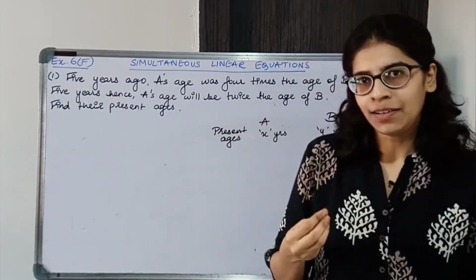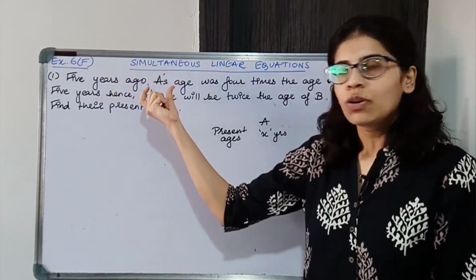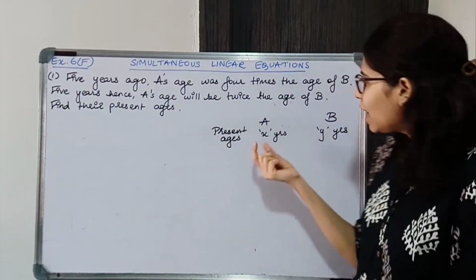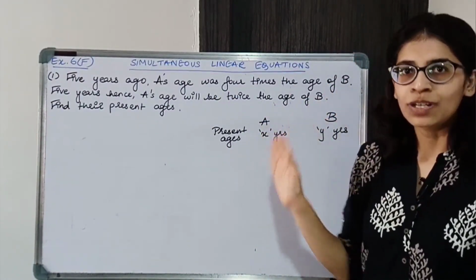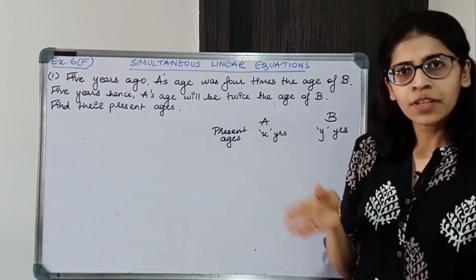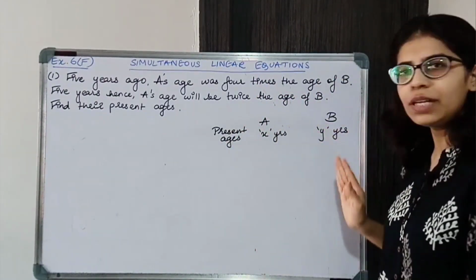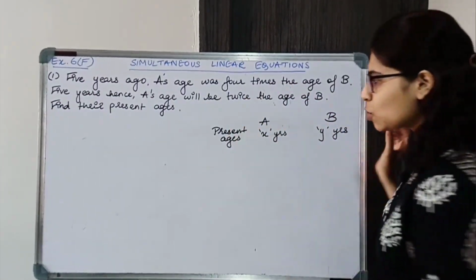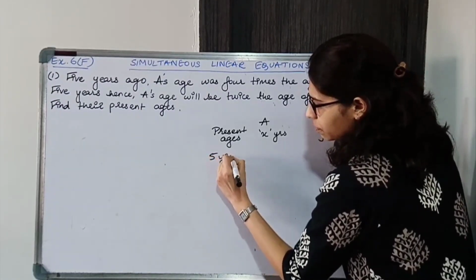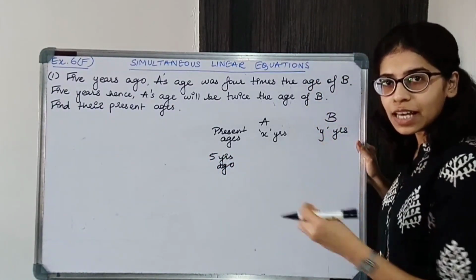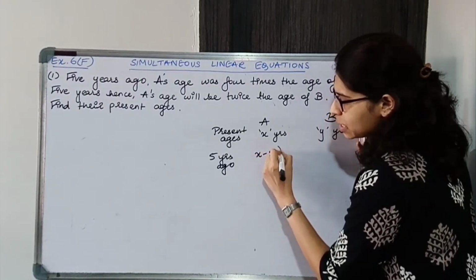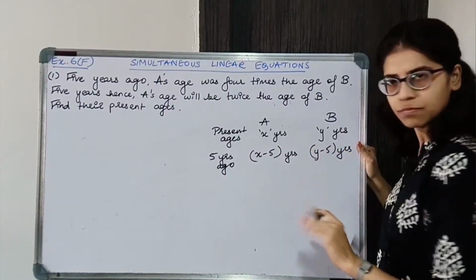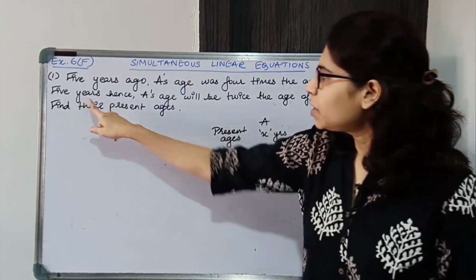But before that, 5 years ago, what will be the age of A and the age of B? 5 years ago A's age was not X, it was X minus 5. 5 years less age. And same thing with B. B's age was not Y, it will be Y minus 5. So 5 years ago, what was the age of A? It was X minus 5 years. And same thing over here, Y minus 5 years.